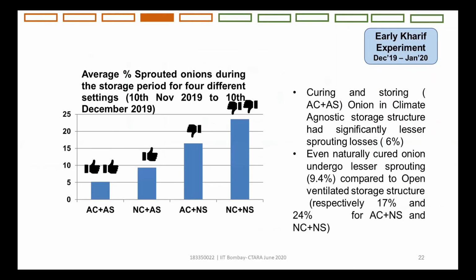If you look at the final results, which is shown in this slide, the rightmost, natural curing plus natural storage, which is the conventional method, you see the sprouting losses are more than 20%. When we compared this with the best environment that we had, artificial curing plus artificial storage, losses were about 5%. So clearly the 20% losses that are happening because of this can be cured very well using this AC plus AS condition. So that was our finding.